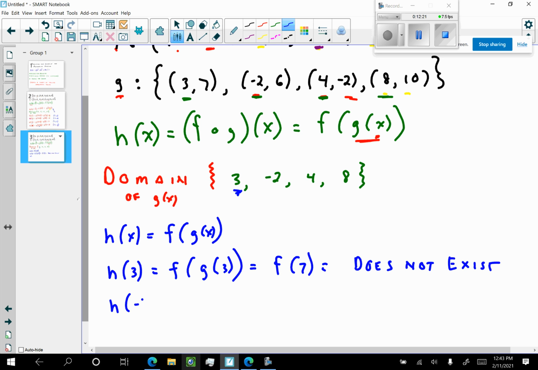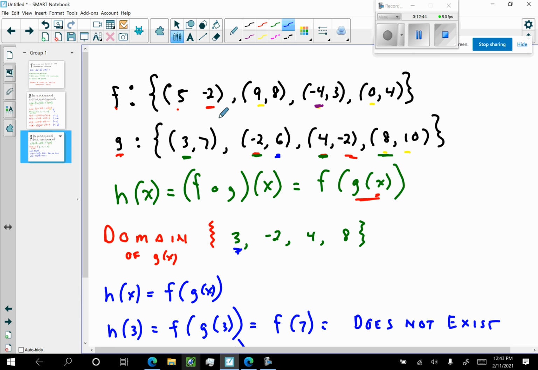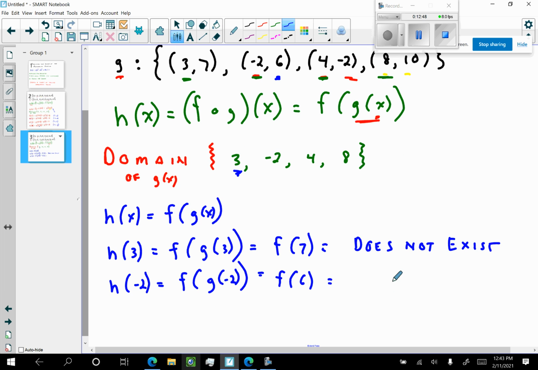What's h of -2? It's going to be f of g of -2. G of -2 is 6. So this is going to be f of 6. And I walk up there and I see, does f have an output for 6? Nope, because 6 is not in the domain of f. So this as well does not exist.